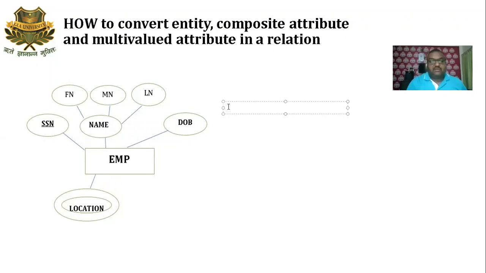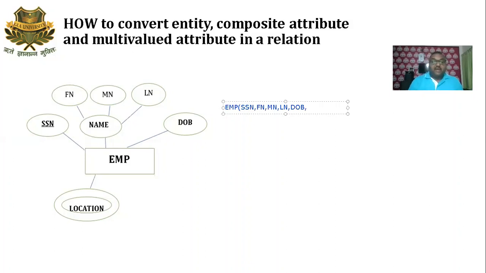When you convert this ER diagram into a relation, first write the name of the relation, which is the name of the entity, like this, EMP. Now the key attribute, serial security number, then the name. Don't write name directly. Write the composite parts of the name: first name, middle name, last name. Then write the date of birth. That means all attributes are written as they are, but if an attribute is composite, then write its composite parts.